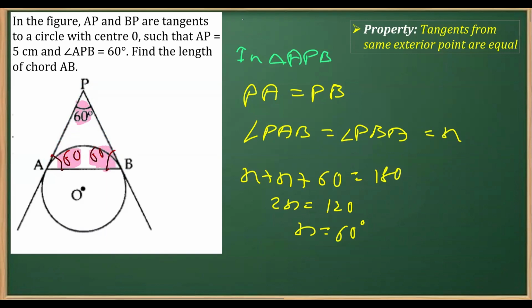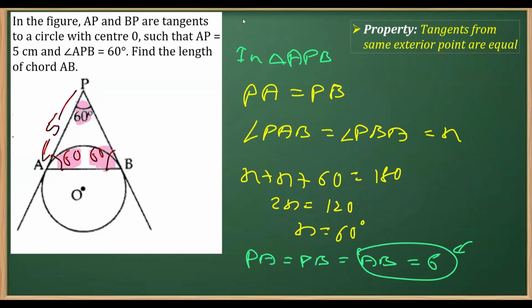So it's an equilateral triangle where the length of one of its sides is given as 6. What we know is that in an equilateral triangle, all sides are equal in length, right? So we can say that all three sides are equal, which is PA equal to PB equal to AB. And since PA is 6, I can write this as 6. So ultimately, the length of AB is 6 centimeters.